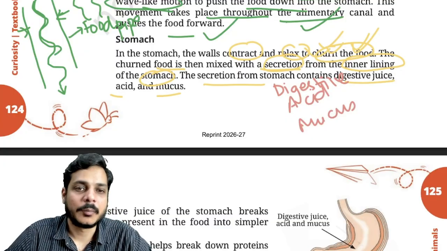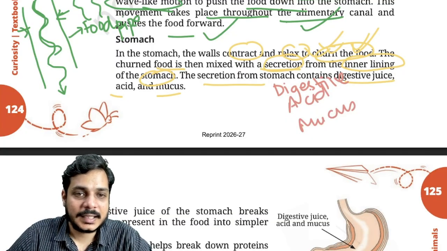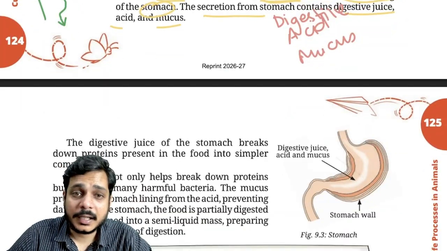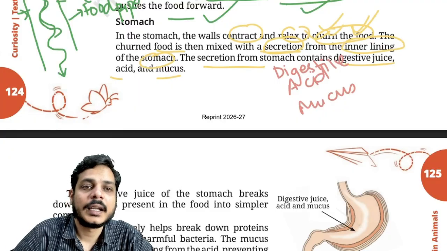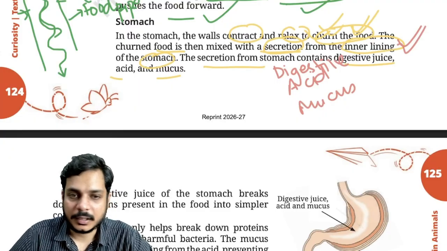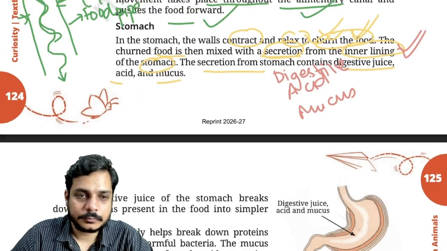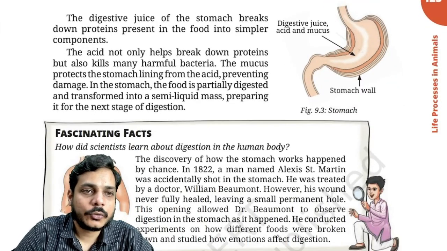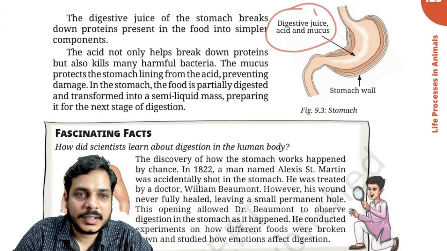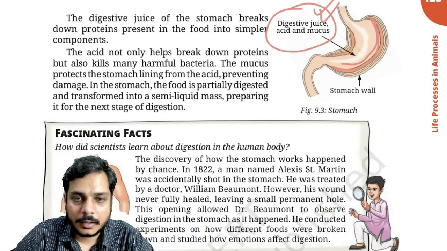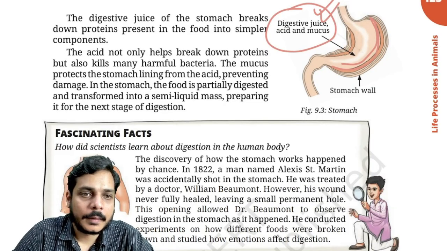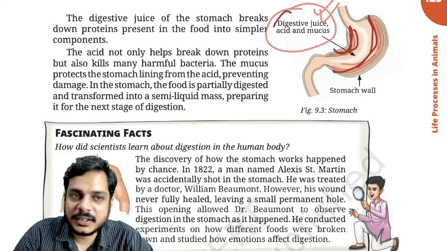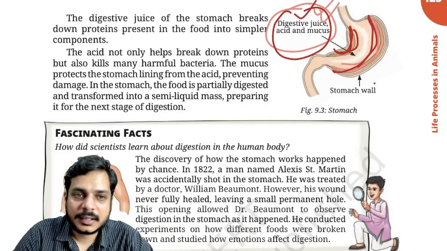Let us see what is the importance of these secretions, and where are they secreted from? They are secreted from the inner lining of the stomach. Here in the diagram I will show you. You see this. So digestive juice, acid, and mucus, all of this is present, and this is the inner lining of the wall, the stomach wall. You can see this is the part where you have the inner lining. All of this will be secreted: digestive juice, acid, and mucus. This is the stomach wall.